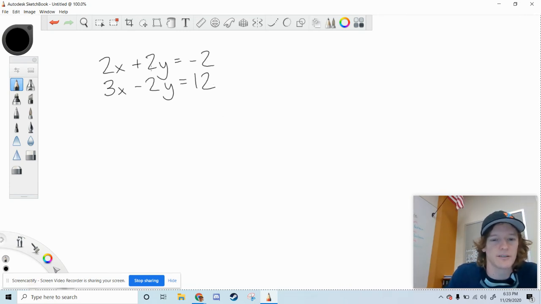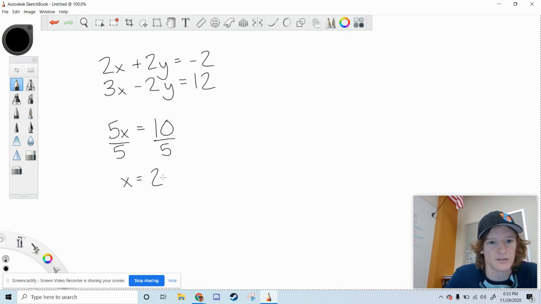And they're ready to go. You can see that the y's are going to disappear here. So 2x and 3x makes a total of 5x. Those go away. Equals 12 minus 2, which is 10. Divide by 5. We get x equals 2.